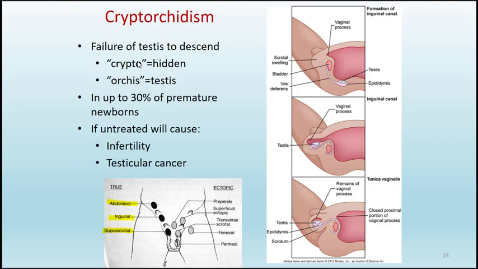With infertility, one of the main reasons is because the testes, where sperm are produced and kept, are going to be in an environment that's too warm, which is that of inside the abdomen. So they're kept at normal body temperature, which is not good. And then the other risk is testicular cancer. So cryptorchidism can lead not only to infertility, but the development of testicular cancer.